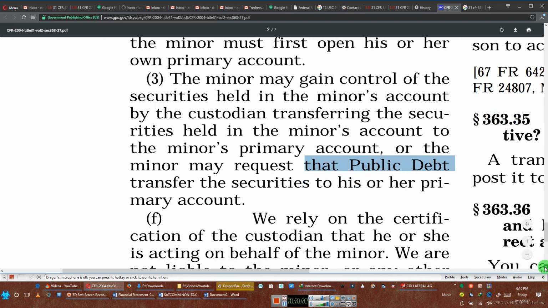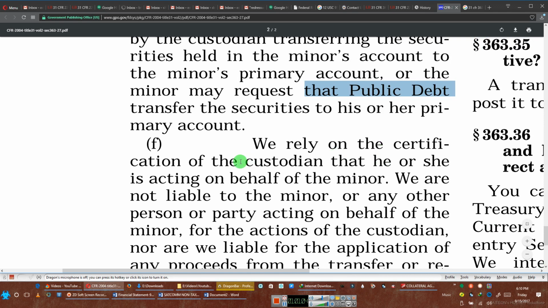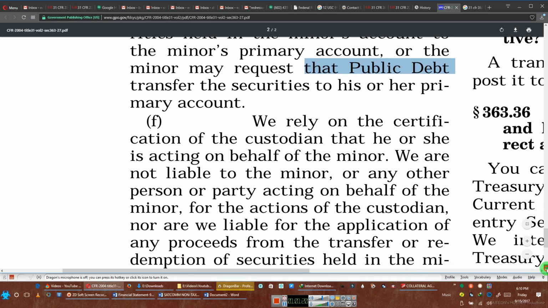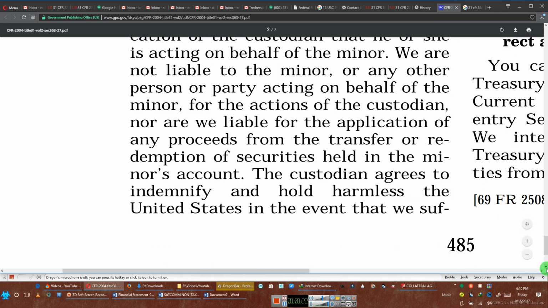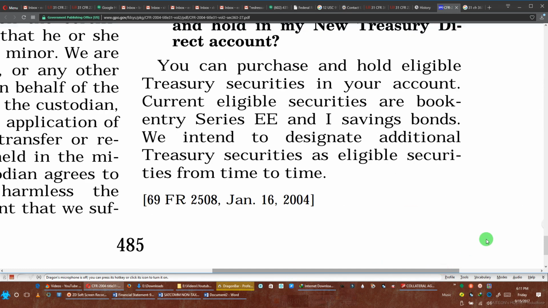This is the code you want to rely on. We rely on certification of the custodian that he or she is acting on behalf of the minor. We are not liable to the minor or any other person or party for acting on behalf of the minor, for the actions of the custodian, nor are we liable for the application of any proceeds from the transfer or redemption of securities held in the minor's account. The custodian agrees to indemnify and hold harmless the United States in the event that we suffer.